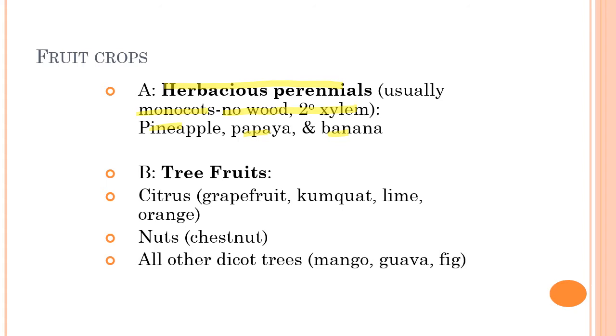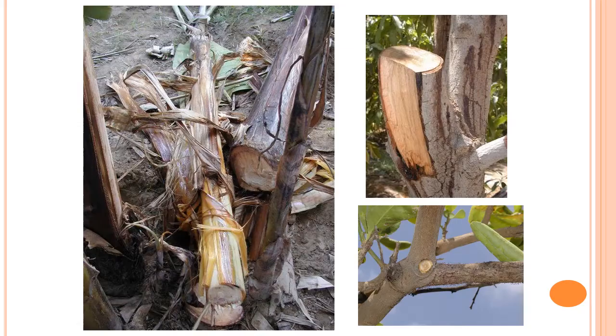But there are also other trees that have wood. They have secondary xylem, secondary growth, and these include citrus, nuts, and other dicot trees. All of these are woody plants or woody trees. This is the banana, and you can see it is herbaceous. That means it doesn't have wood, and you can see the wood here on mango. You can see the wood in citrus, and these are woody trees, and these are herbaceous perennials.